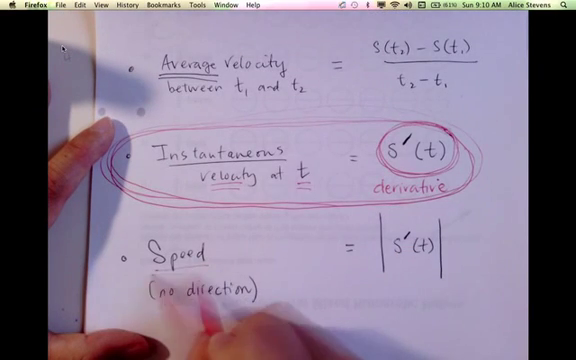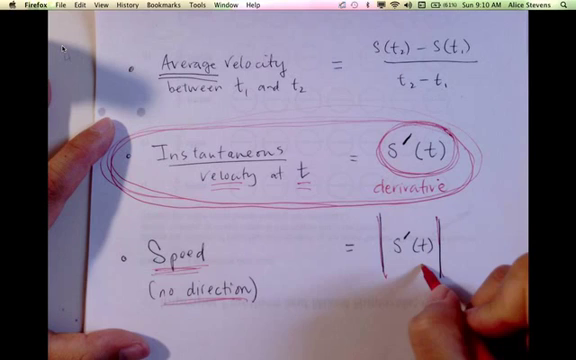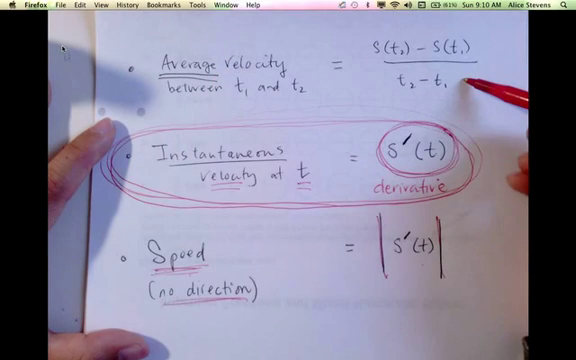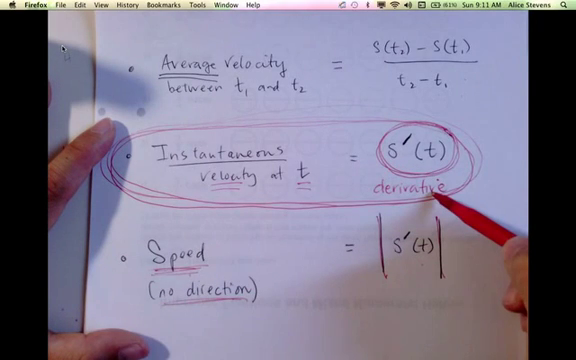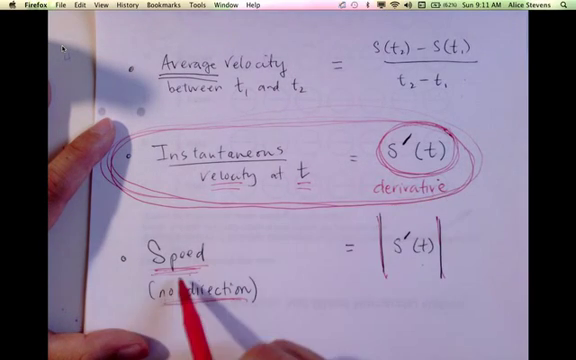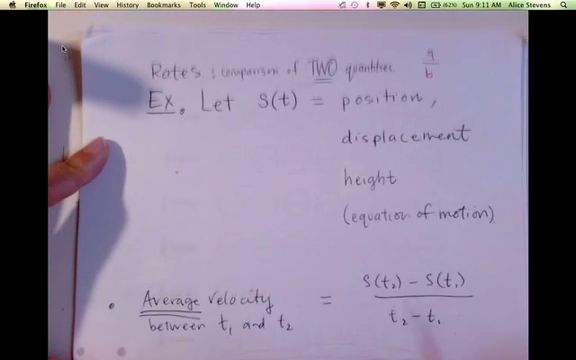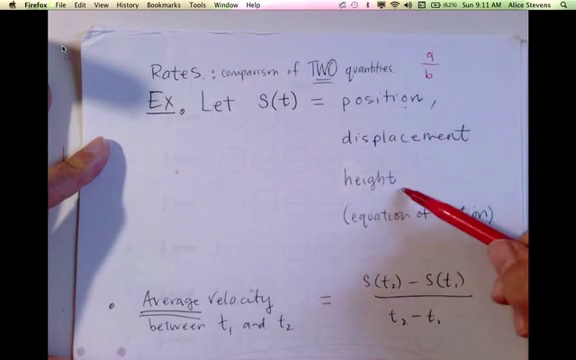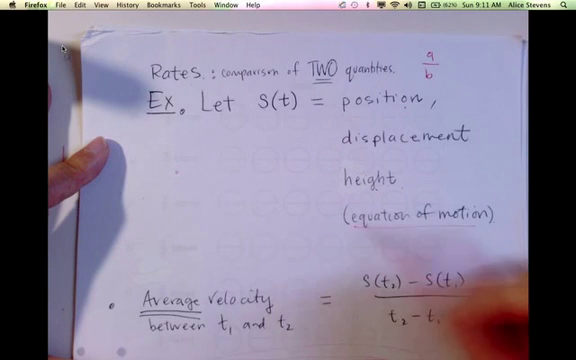Finally, the speed. We don't think of direction when it comes to speed, so we take the absolute value of the velocity, and that's what the speed is. So if you're looking for the average velocity, you're just going to do some algebra here. If you're looking for the instantaneous velocity at time t, you're going to find the derivative at time t using either of those two formulations we talked about. And if you're looking for the speed, you're just going to find the absolute value. You'll see these problems come up with the position of a particle, or a ball thrown up where you're looking at the height, anytime you have these equations of motion.